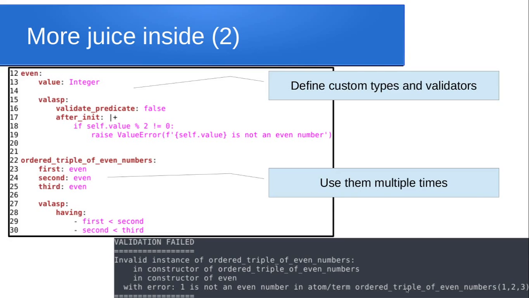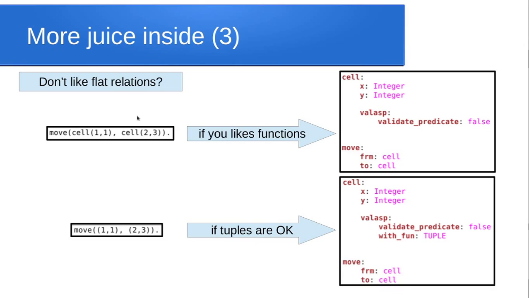And then maybe you can use this declaration multiple times and you will get this kind of error in case you produce something wrong. Also, if you don't like flat relations, like as we have seen for the night tour, to have these 4 integers that it's unclear how they are linked, you can use functions if you want, and then you can specify validation in this way, or you can even use tuples if you prefer, and then just say that the function name is just a tuple, it's not a real function name.